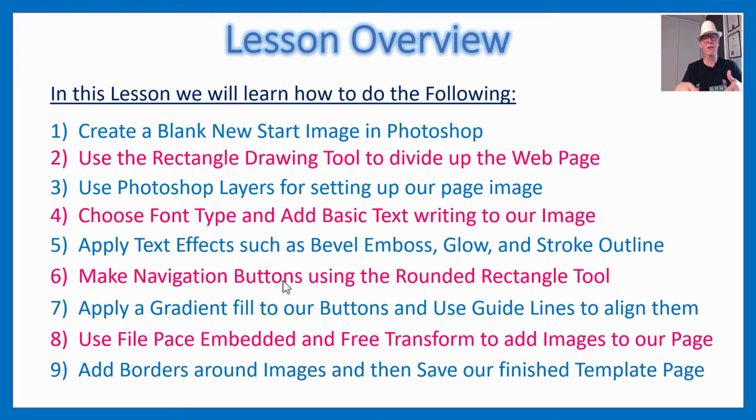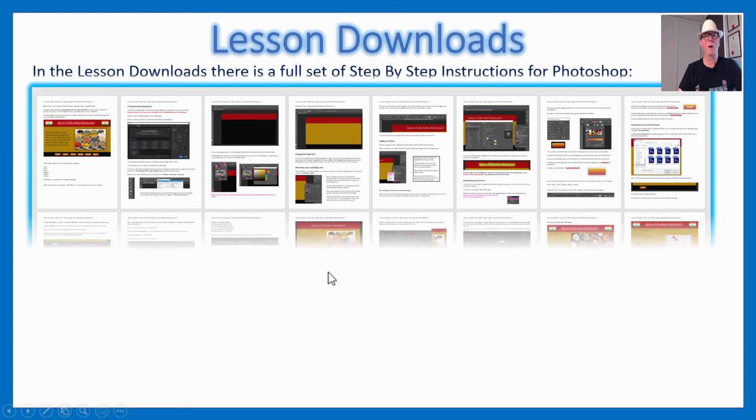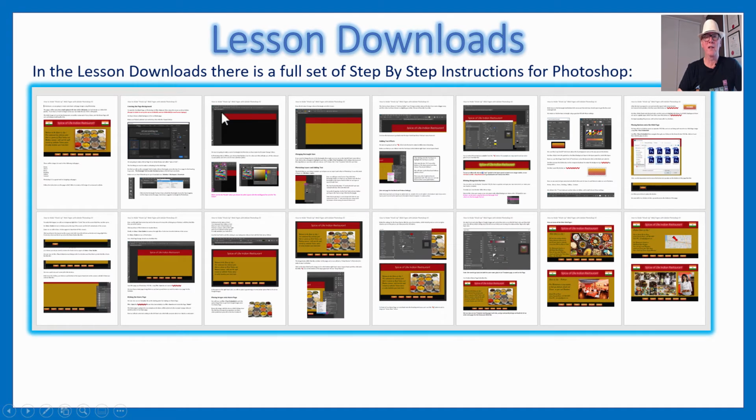Then you just do File, Save a Copy, and call it About. Then you've got another file for About, and you just change the pictures and the writing, and away you go. You make the rest of your pages quite quickly. So in the downloads, there's a big set of step-by-step instructions.